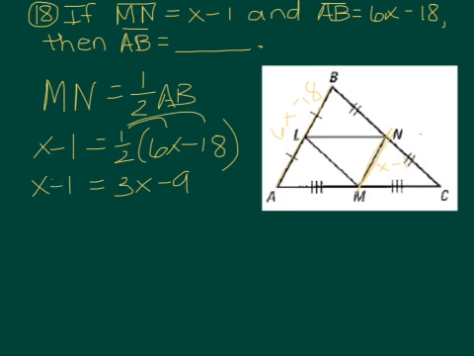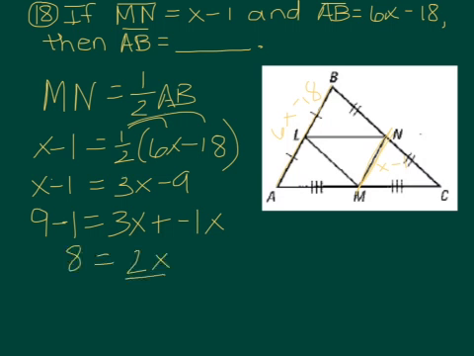I'm going to get my like terms onto the same side of the equation. So I'm going to take 9 and make it positive 9 minus 1. And my x's will be 3x plus negative 1x. So that's 2x is equal to 8. Divide both sides by 2. So the value of x is 4.